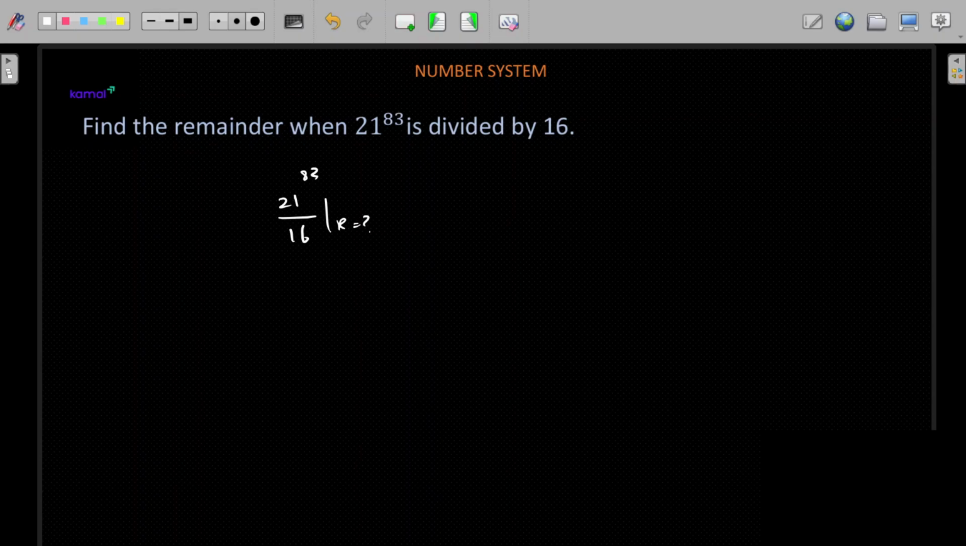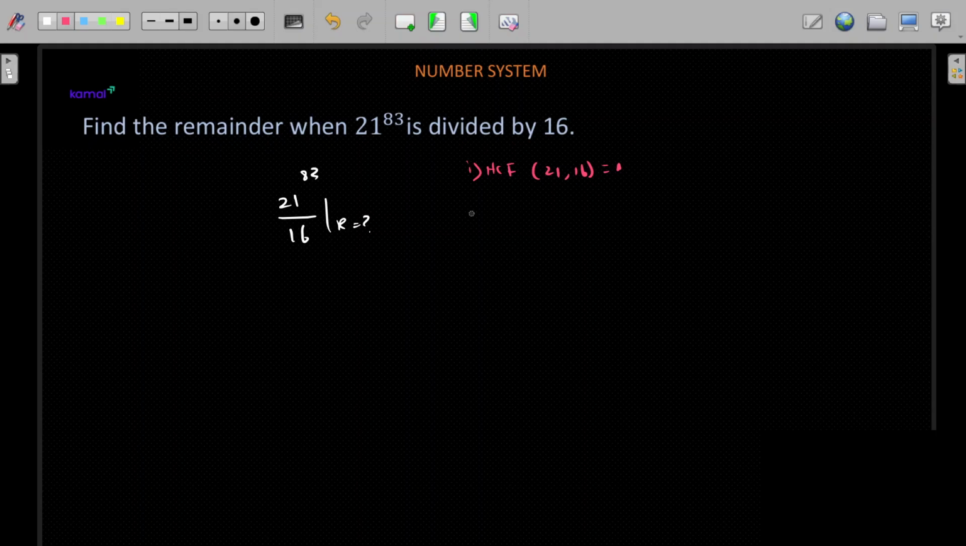So we can clearly see that the highest common factor of 21 and 16, there is none, because 16 is an even number whereas 21 is an odd number. There is no common factor between these two. So my highest common factor is 1.